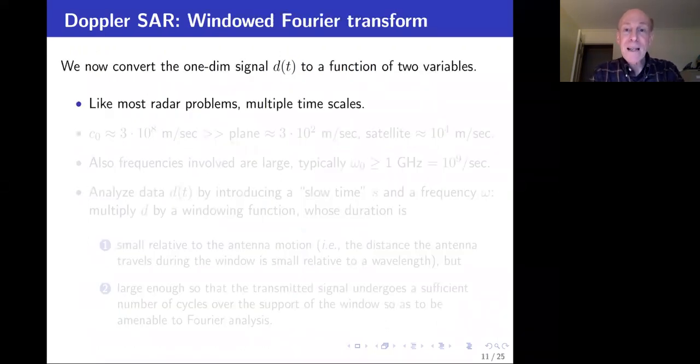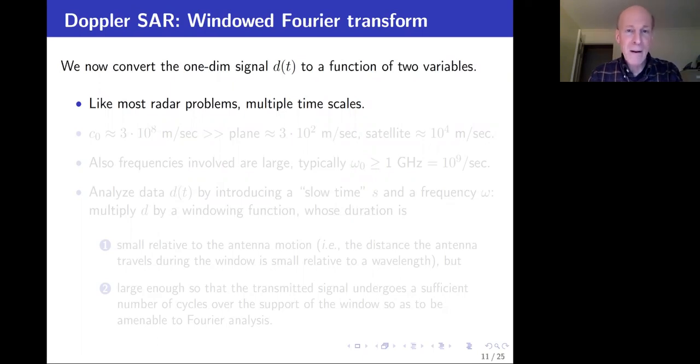Okay, now d of t is a function of one variable, right? So we are going to turn it into a pretend function of two variables by doing a windowed Fourier transform. Since we're starting with a function v of x1, x2, in order to recover that, we need a function of two variables. And so we will create a function of two variables out of d of t by this windowed Fourier transform. So in order to justify this, in quotes, because in fact, again, this is not rigorously supportable from the point of view of pure mathematics, we can make the following comments.